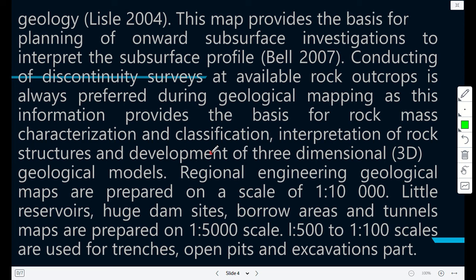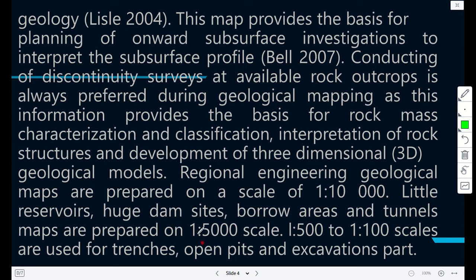Regional engineering geological maps are prepared on the scale shown there. Little reservoirs, huge dam sites, borrow areas, and tunnel maps are prepared on a scale of 1 to 5,000, and then 1 to 500, and 1 to 100 respectively. So for huge dams, little reservoirs.